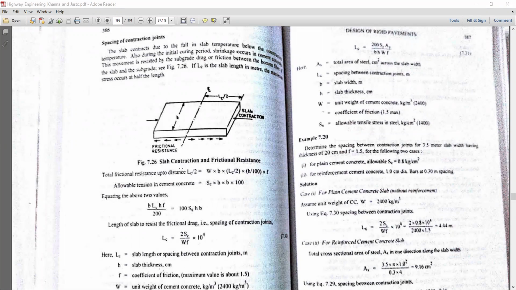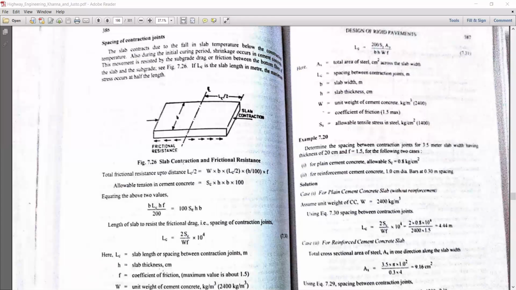Because of sudden fall in slab temperature, there may be a chance of contraction. Also, in the winter season, usually the cement concrete slabs will contract or compress because of cold. Because of this contraction, the movement of the slab is resisted by the friction developed between the bottom layer of the concrete and the top layer of the subgrade.